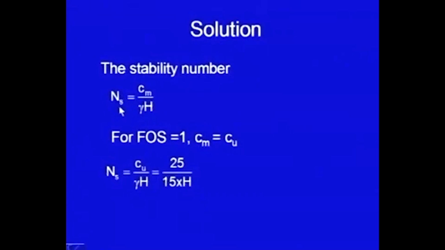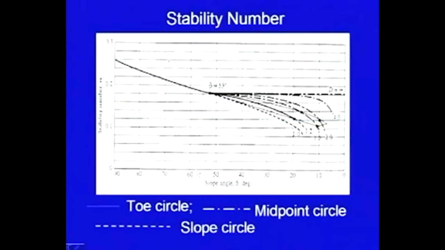We will solve this problem by using the stability number. The stability number is defined as Ns is equal to Cm upon gamma into H, and when the factor of safety is 1, Cm will be equal to Cu. So, Ns is equal to Cu upon gamma into H, here it will be critical, H critical. So, put these values, Cu is 25, gamma is 15, H is unknown. So, this is Ns.